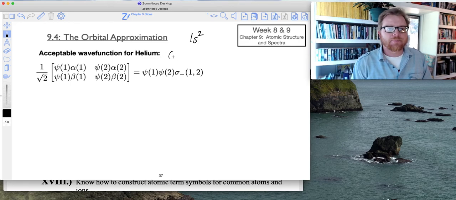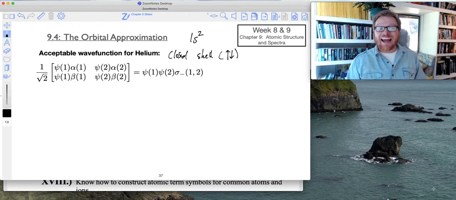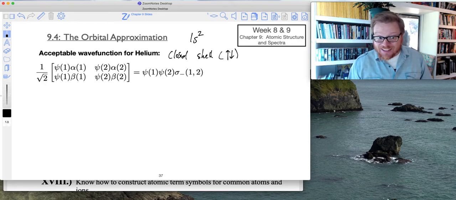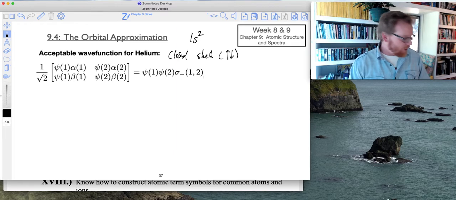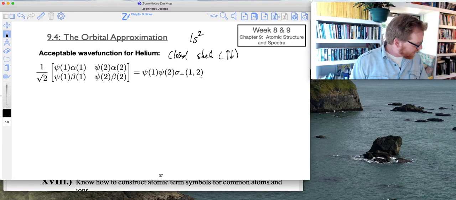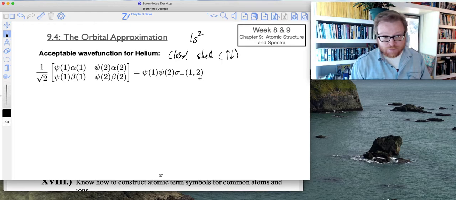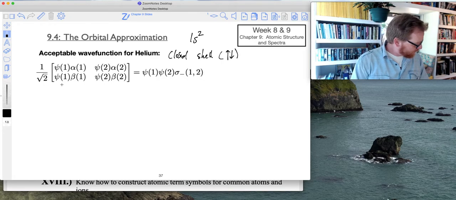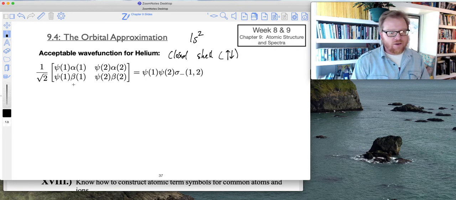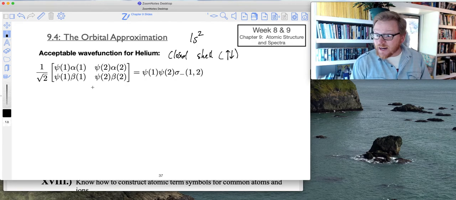So helium is a closed shell atom that must be described by a singlet spin state, which means its wave function has to be sigma 1, sigma 2, sigma minus 1, 2. And where does all of that come from? Well, it comes from what we call here this determinant, this matrix, okay?